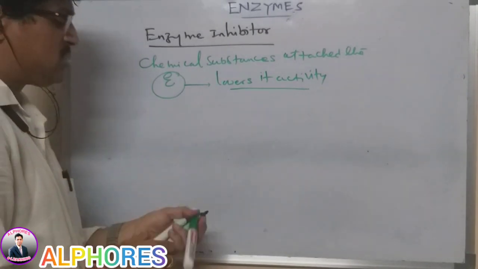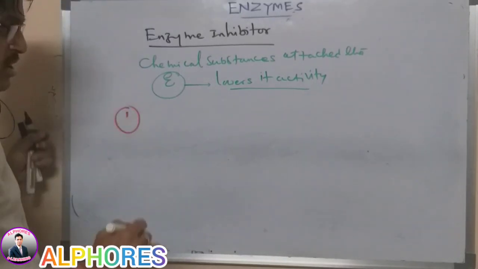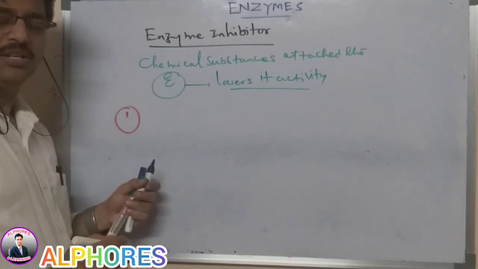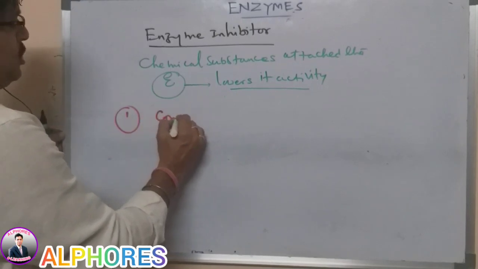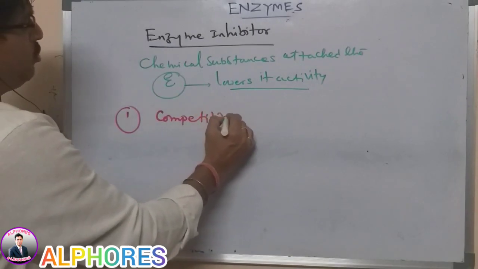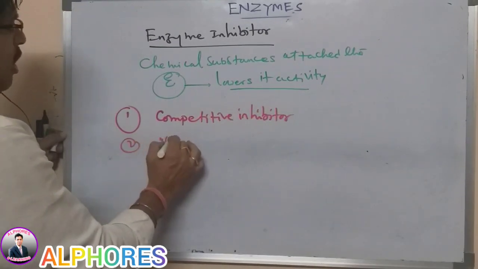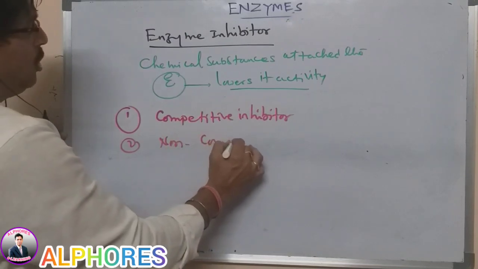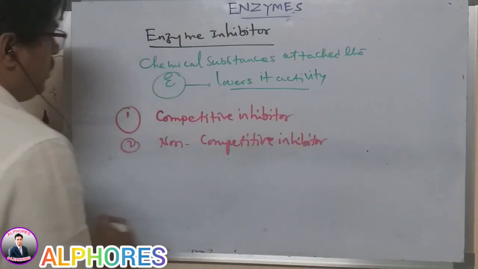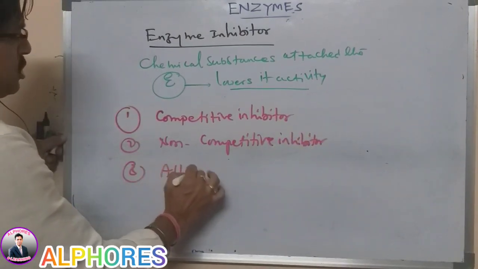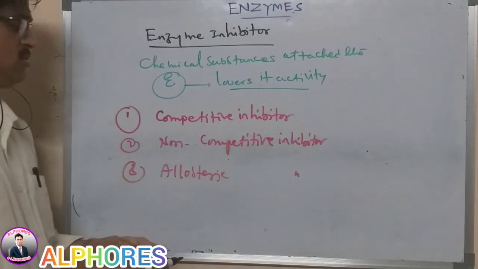There are three varieties of inhibitors which influence the performance of the enzyme as a catalyst. One is called the competitive inhibitor. Second is called the non-competitive inhibitor. Third is called the allosteric inhibitor. These are the three varieties of inhibitors.